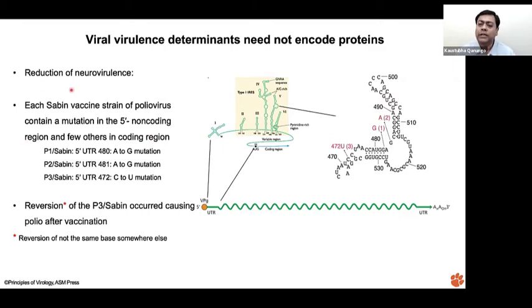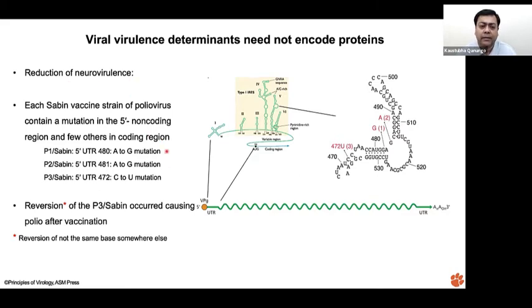So there are 3 strains of poliovirus: 1, 2, and 3. The Sabin vaccine, which is the classical polio vaccine, contains all 3 strains: type 1, type 2, and type 3. These are the 3 different poliovirus strains all mixed together. There are some other mutations, but these are the ones which reduce the neurovirulence and make these strains a vaccine strain.